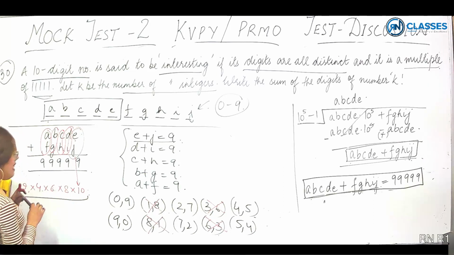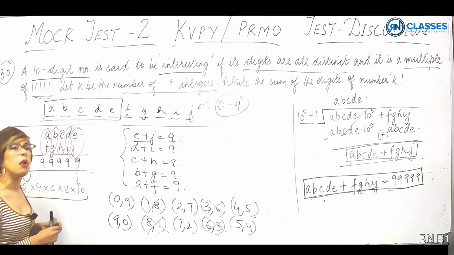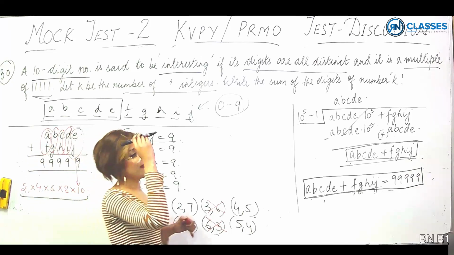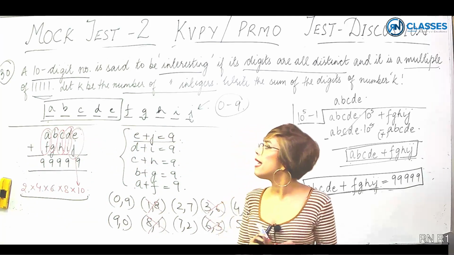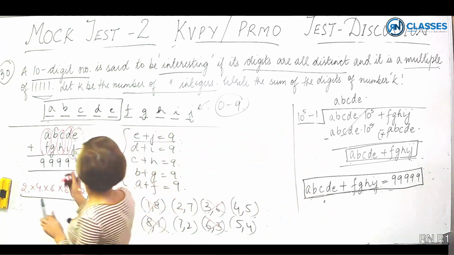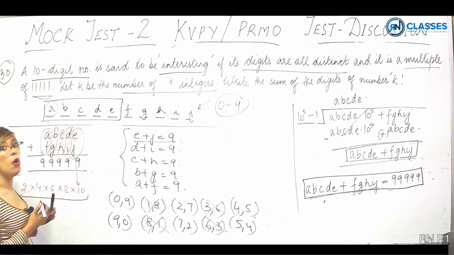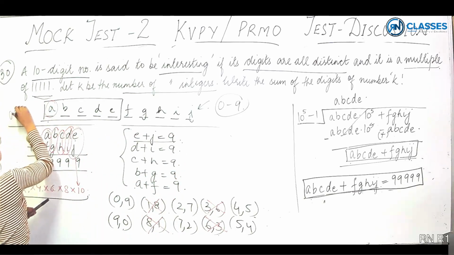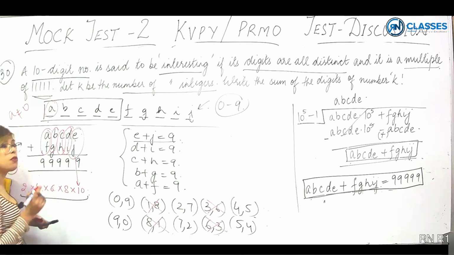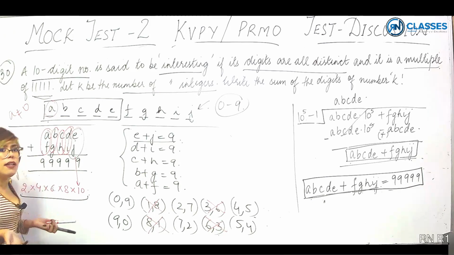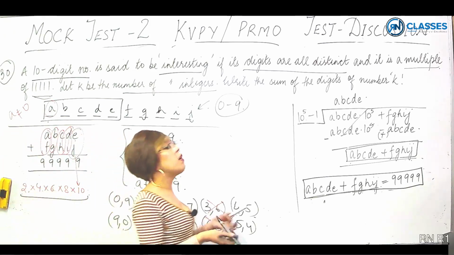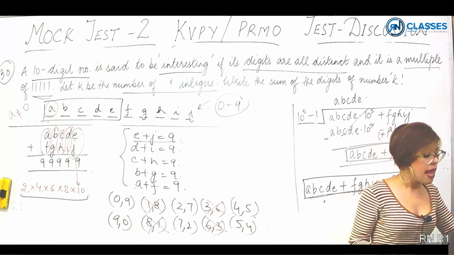But we did one thing wrong. What was it? I need a 10-digit number. 10-digit number, that means, do you think A can be 0? No. A cannot be 0. But you have counted here when A is equal to 0. That's it. So subtract the cases. You have counted extra cases. Just to subtract the extra cases.